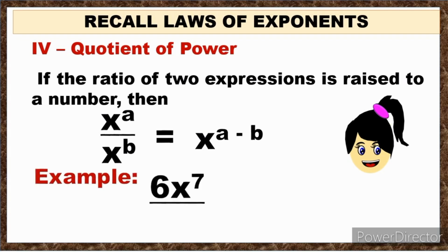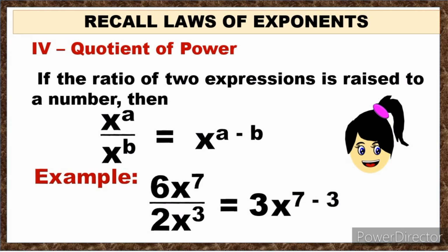Okay, so let's have an example. We have 6x raised to 7 over 2x cubed. Okay, so in this situation, we're going to divide 6 divided by 2. 6 divided by 2 is equal to 3. And then, x raised to 7 over x raised to 3. Then, we subtract the exponent, 7 minus 3. Then, the answer now is 3x raised to 4, which is 7 minus 3 is equal to 4.